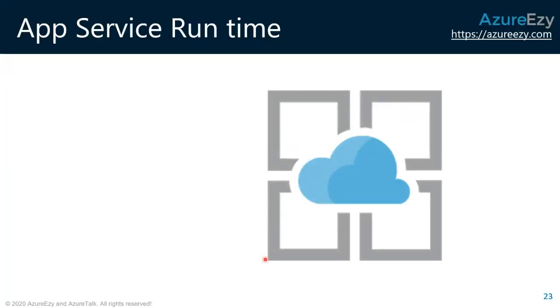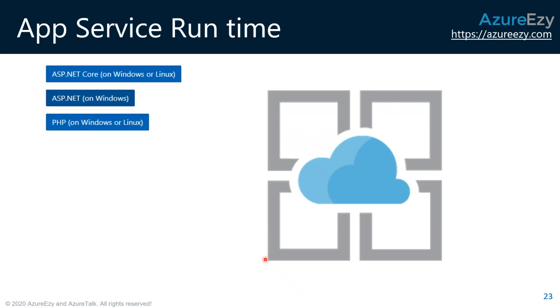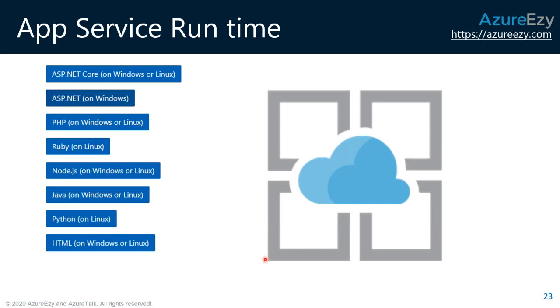We have talked about multiple language support. These are the languages that are supported by Azure App Service. It supports ASP.NET Core. It supports ASP.NET on Windows. It supports PHP. It supports Ruby. It supports Node.js. It supports Java. It supports Python. It supports HTML, basic HTML, and it supports containers as well, Docker containers. So if you have a Docker container image, apart from your typical application, you can also deploy a container image.